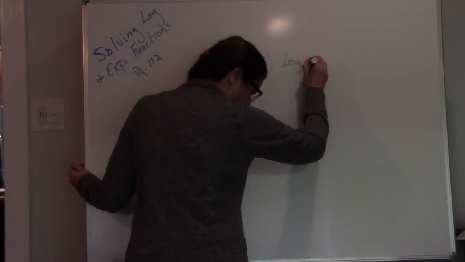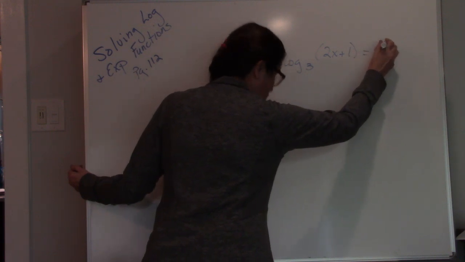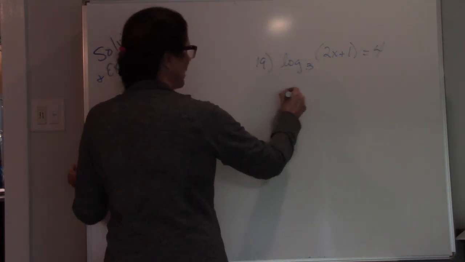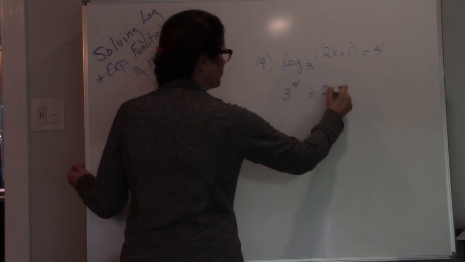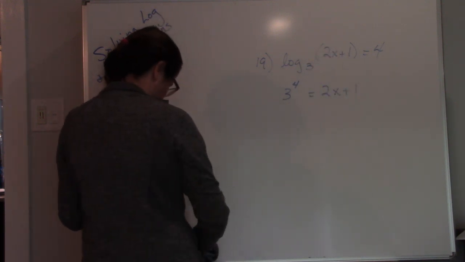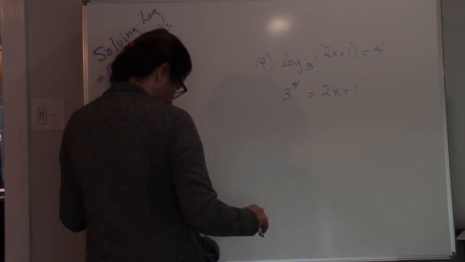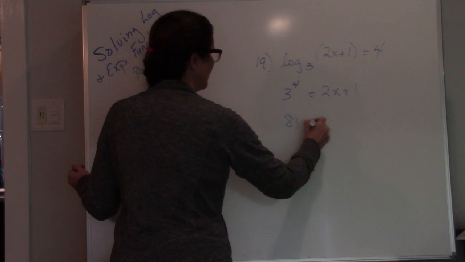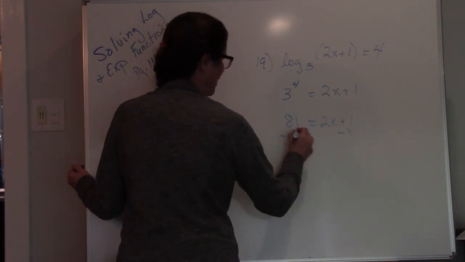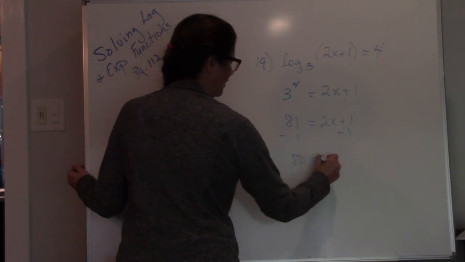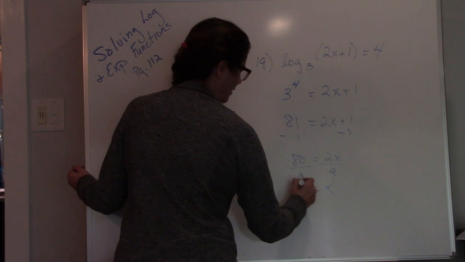Number 19 is log base 3 of 2x plus 1 equals 4. 3 is my base. 4 is my exponent. The total is 2x plus 1. So 3 to the fourth power is 81 equals 2x plus 1. Two-step equation. I'm going to subtract 1, and I get 80 equals 2x. Divide by 2, and I get x equals 40.